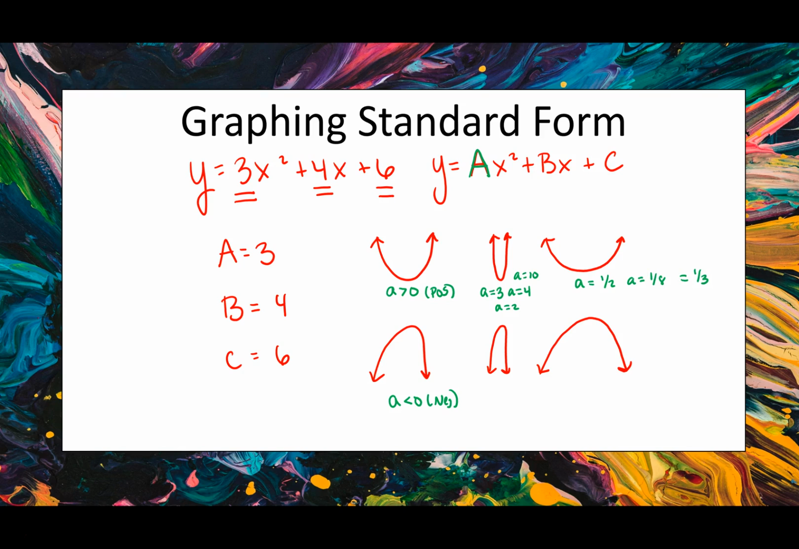Now the same exact thing is true for these sad faces, except there's going to be a negative in front. So this would be like a equals -10 or a equals -4. And here you'd have something like a equals -1/2, a equals -1/4, etc. And we'll talk about how to find the vertex in the next slide.